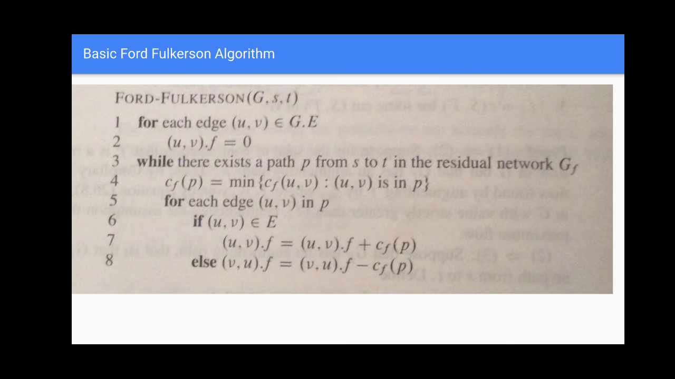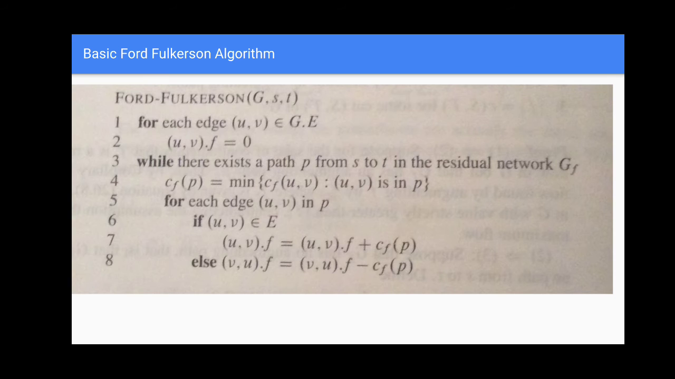Now, a more detailed Ford-Fulkerson method. For each edge (u,v) belonging to G.E, we make (u,v).f equal to 0. That is, we initialize the flow as 0. Now, while there exists a path P from s to t in the residual network Gf, cf(P), that is the capacity of that particular path P, is the minimum of cf(u,v) for all (u,v) in the path. We find the minimum capacity.